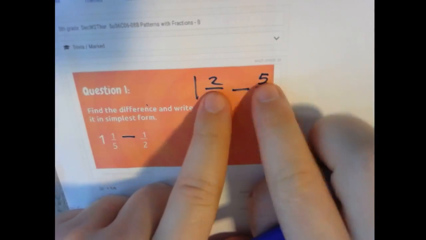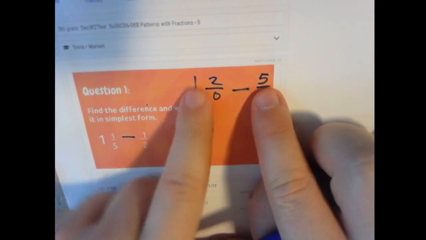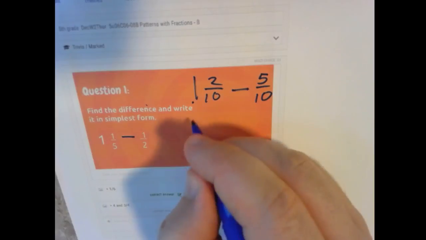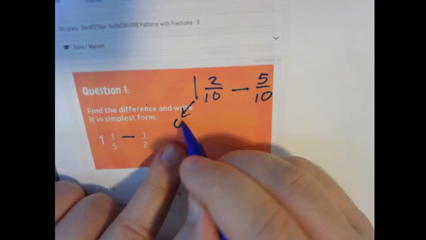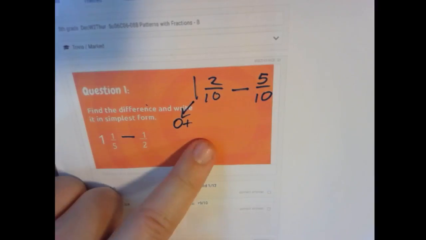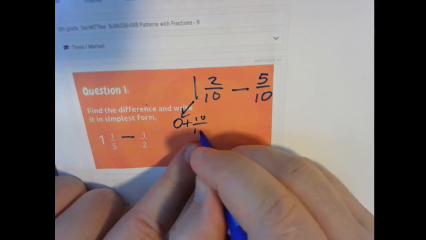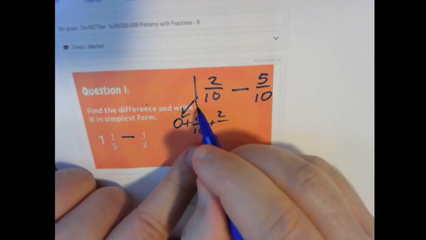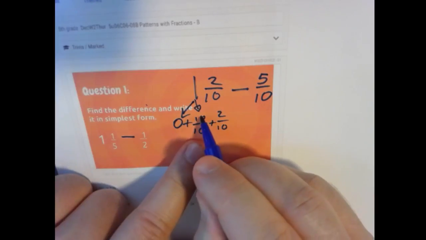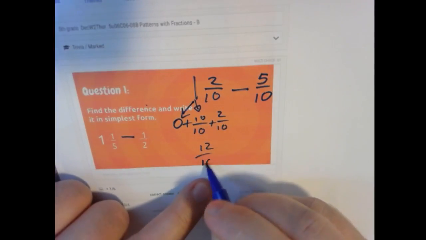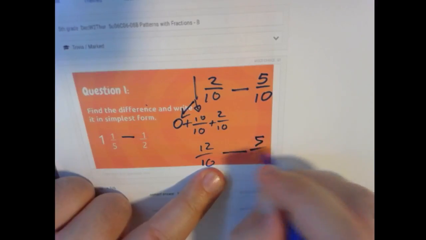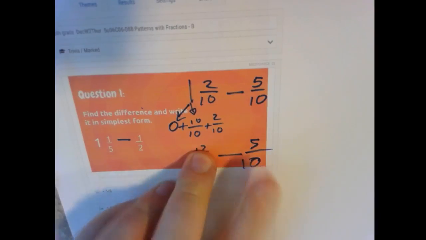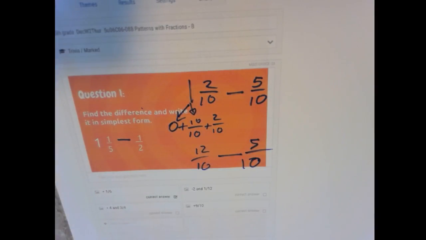That's good. But 2 minus 5 would give us a negative number. So we have to borrow from one of these hot unopened pizzas over here. So that is going to turn into 0 whole unopened pizza, 1 brand new pizza with 10 of its slices, and then the cold slices here that we had originally. So 10 and 2 makes 12 over 10 minus 5 over 10. Okay, common denominator, 12 minus 5 is 7 over 10.